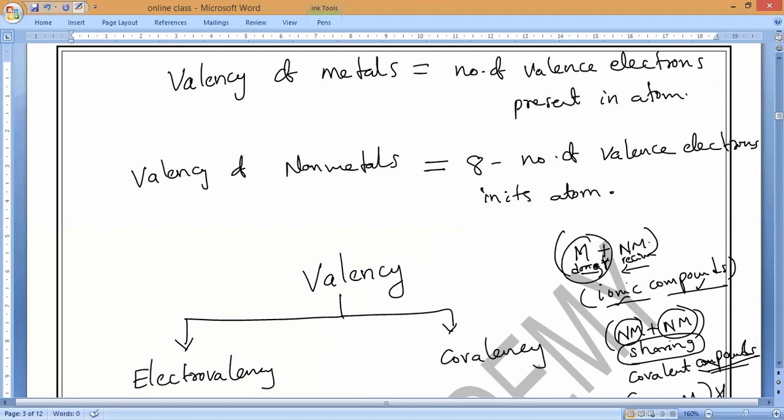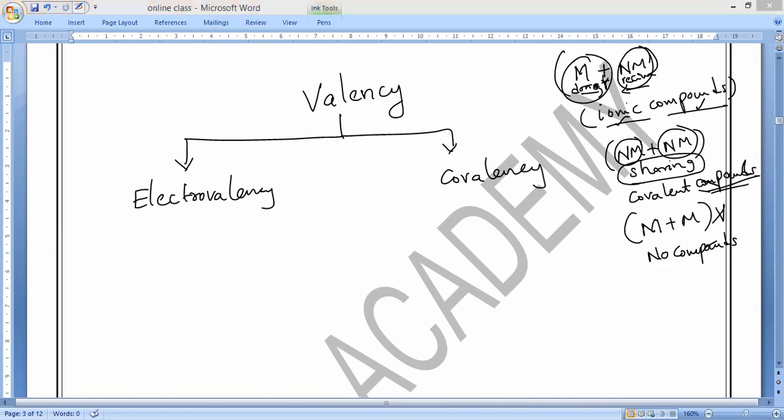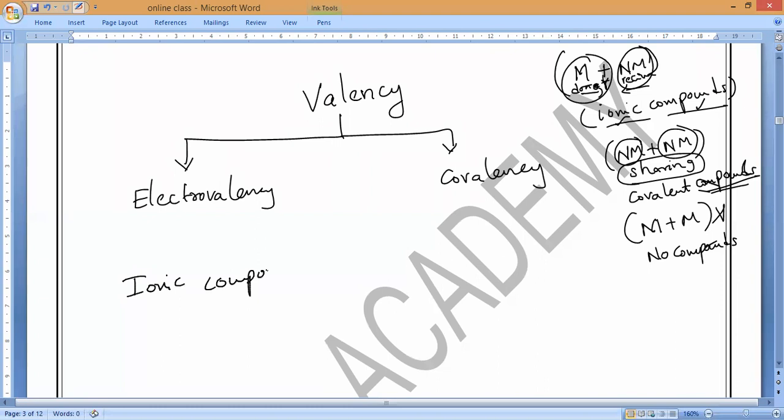So in class 10th, based upon this, we'll study one huge concept for the board exam also. Very important. Electrovalency means the number of electrons lost or gained by one atom of any kind of element to achieve the nearest inert gas electronic configuration. This electrovalency is the loss or gain of electrons to form which compounds, guys? Ionic compounds. So ionic compounds we can also call electrovalent compounds.